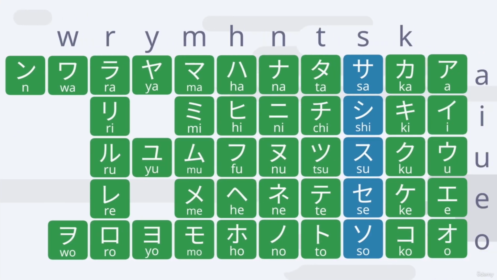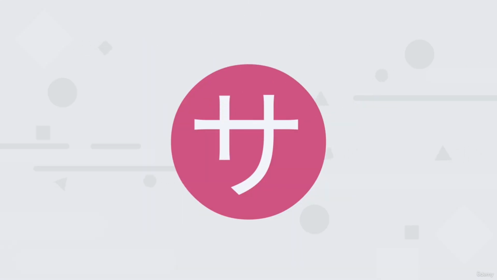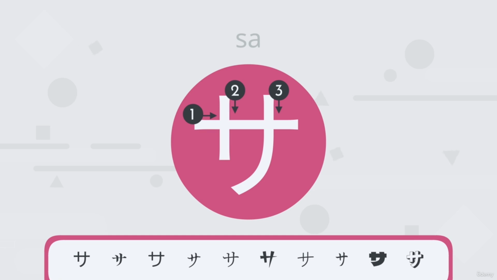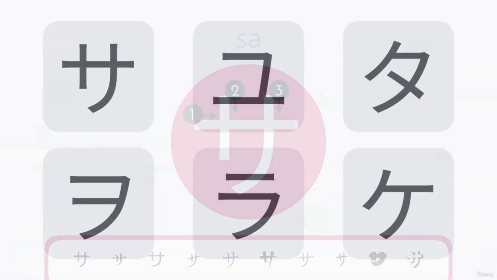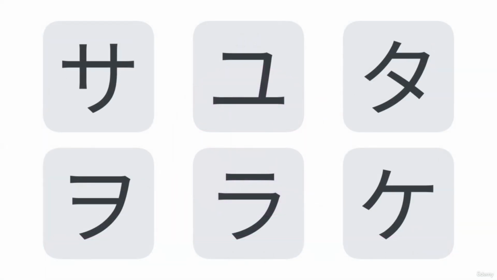In this lesson, we'll learn the characters sa, shi, su, se, so. The first character we'll learn is sa. Sa. Which of these characters is sa? Sa.